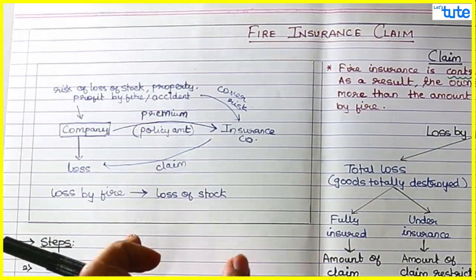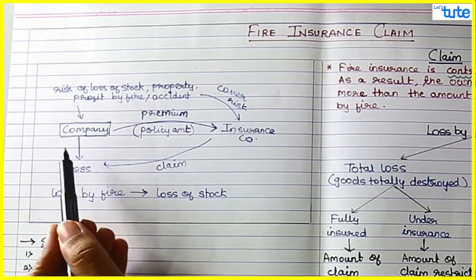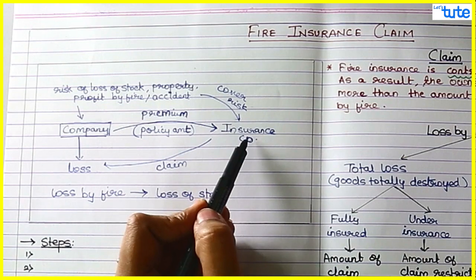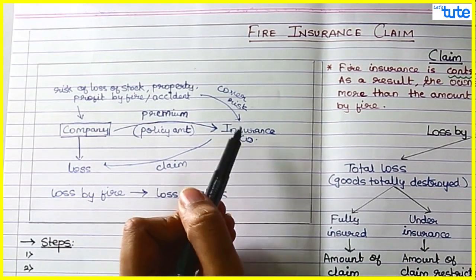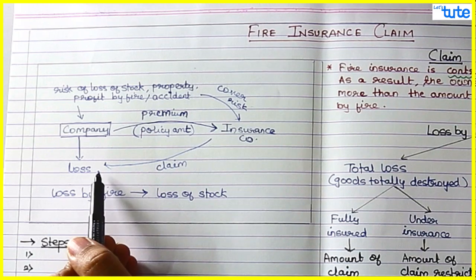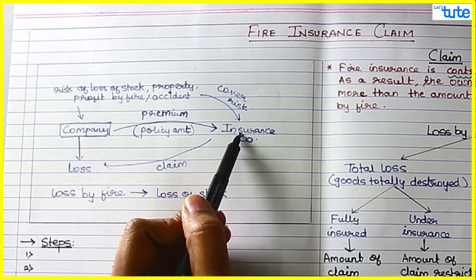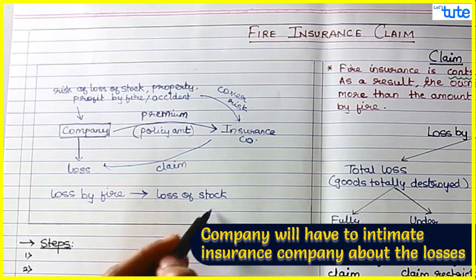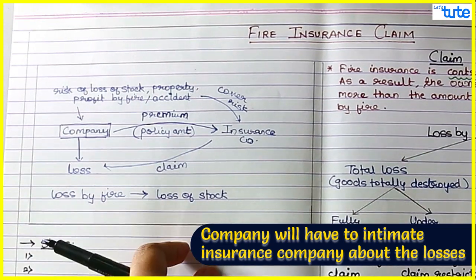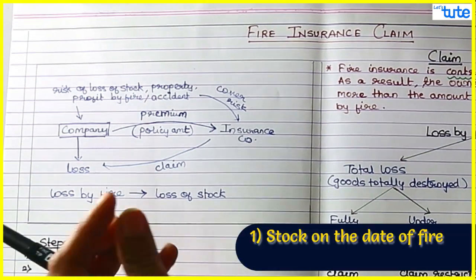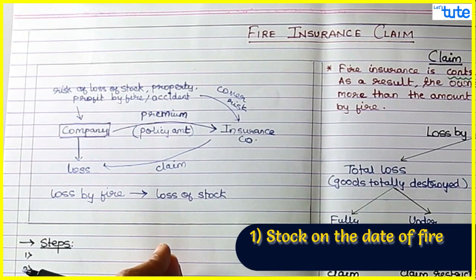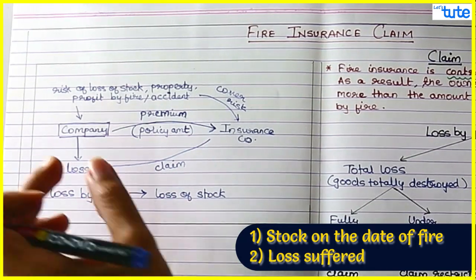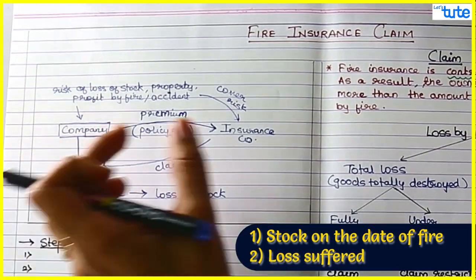Now what we are required to do in this chapter: when the company has suffered a loss, the company will go to the insurance company and will have to file a claim, because when the company files a claim, then the insurance company will compensate for that loss. So when the company files the claim, it will have to inform the insurance company how much loss of stock the company has suffered. So in this chapter, our basic motive is to find out what our stock amount was when there was a fire in our godown or in the office premises where the stock was lying, and how much loss the company suffered, against which the company will file a claim.